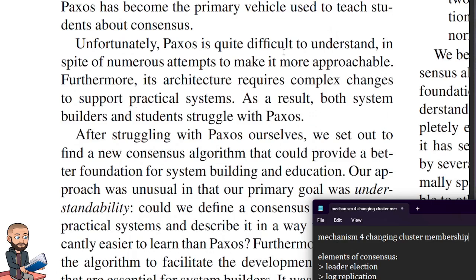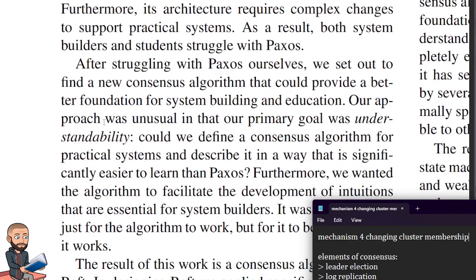Unfortunately, it is quite difficult to understand, in spite of numerous attempts to make it more approachable. Furthermore, its architecture requires complex changes to support practical systems. As a result, both system builders and students struggle with Paxos. After struggling with it ourselves, we set out to find a new consensus algorithm that could provide a better foundation for system building and education.